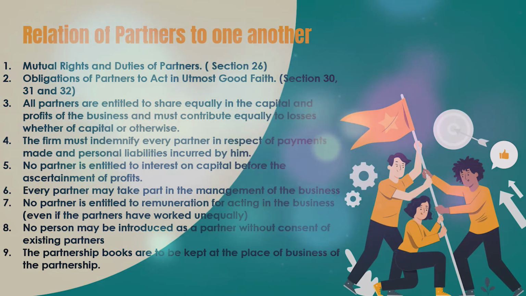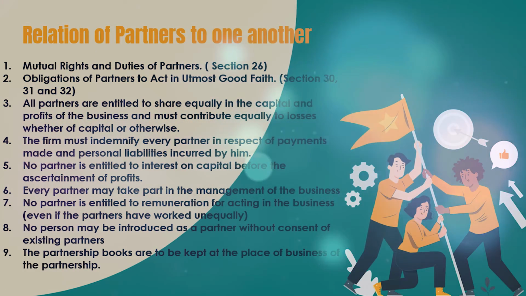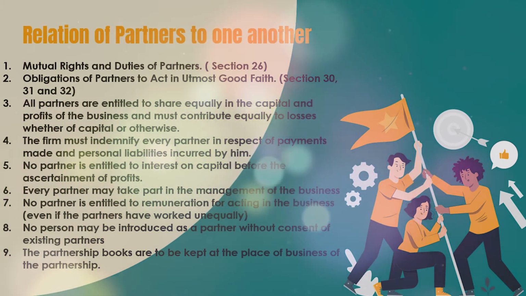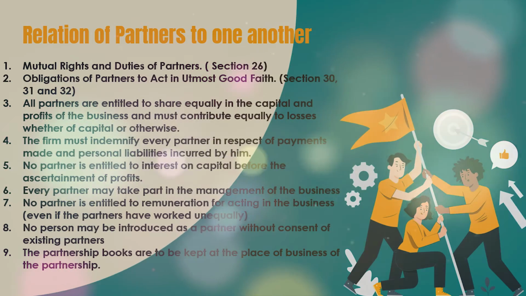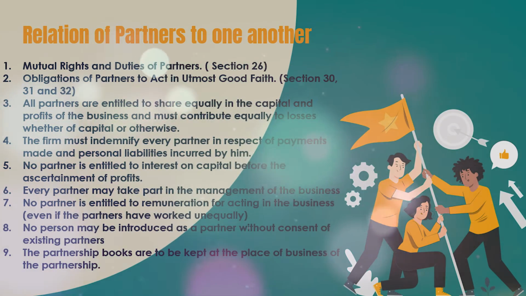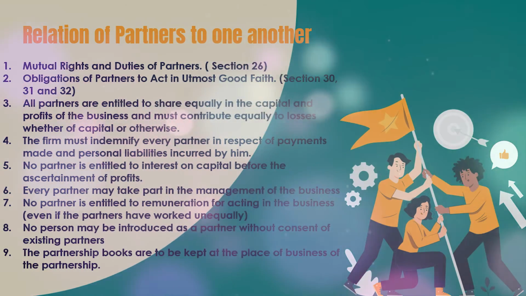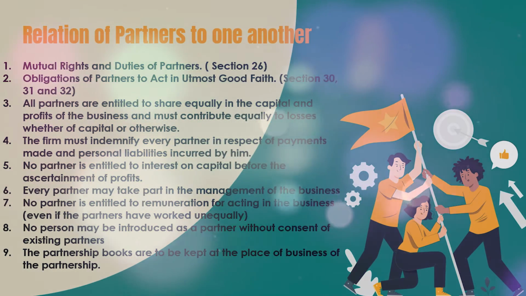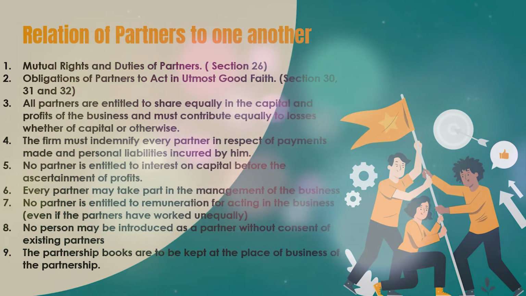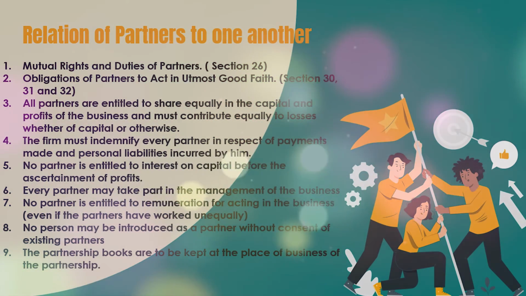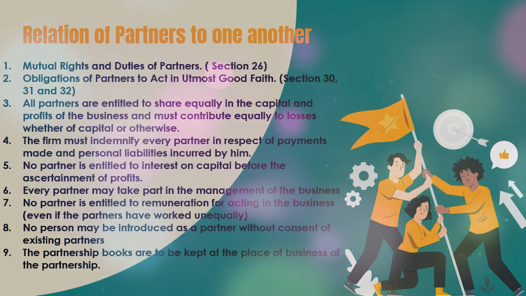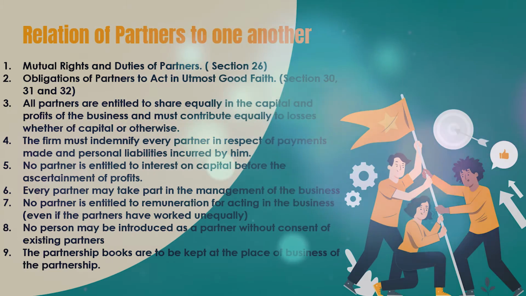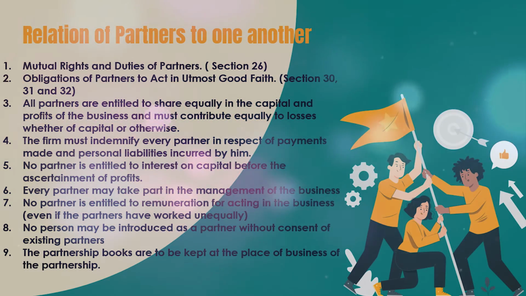The firm must reimburse every partner in respect of payments made and personal liabilities sustained by him. No partner is entitled to interest on capital before the ascertainment of profits. Every partner may take part in the management of the business. No partner is entitled to remuneration for acting in the business, even if the partners have worked unequally. Also, no person may be introduced as a partner without the approval of existing partners. Lastly, the partnership books are to be kept at the place of business of the partnership.